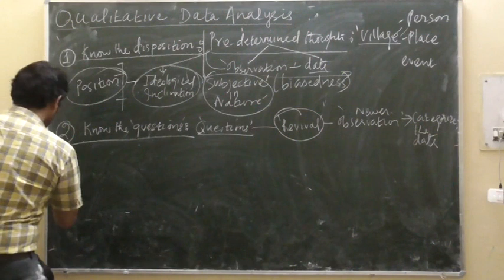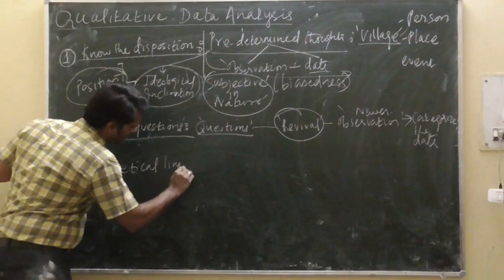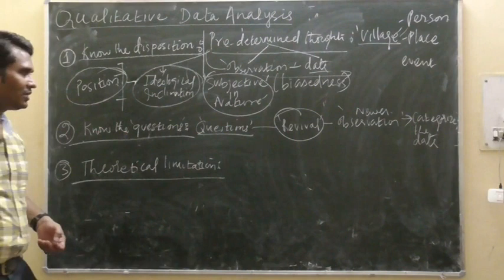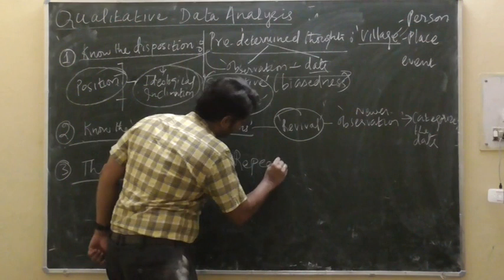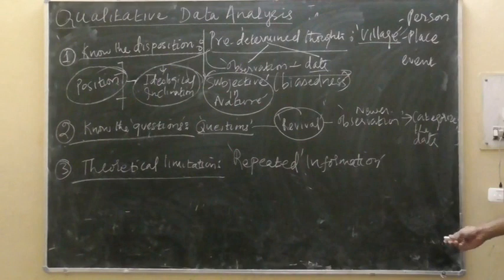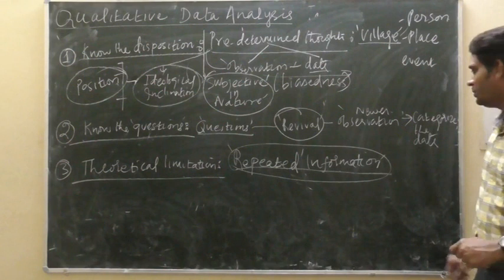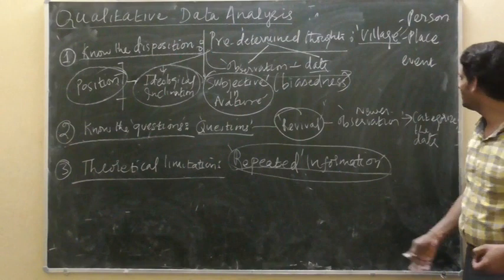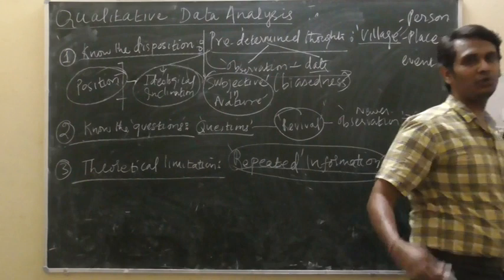Number three is that we are also supposed to understand theoretical saturation. So this theoretical saturation is that at one point of time, you will get the same repeated information. The same set of repeated information you will get. So that means you have reached a certain saturation point. What do you need? Either you have to change the person or group or place or kind of event. So by changing the place, group or event, you will get a new set of information, and you will be able to generate more and more information.